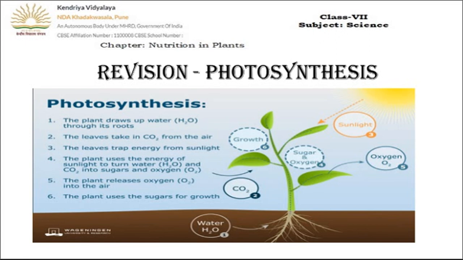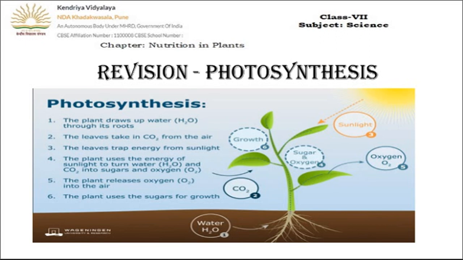So now the sunlight is trapped, carbon dioxide comes, water comes. So now what will the plant do? Now the plant uses the energy of sunlight, and the plant will convert CO2 and water into sugars. The sugar, glucose, is formed in the plant. So CO2 and water which are absorbed, they will react together and they will form sugars. Formula of sugar is C6H12O6.